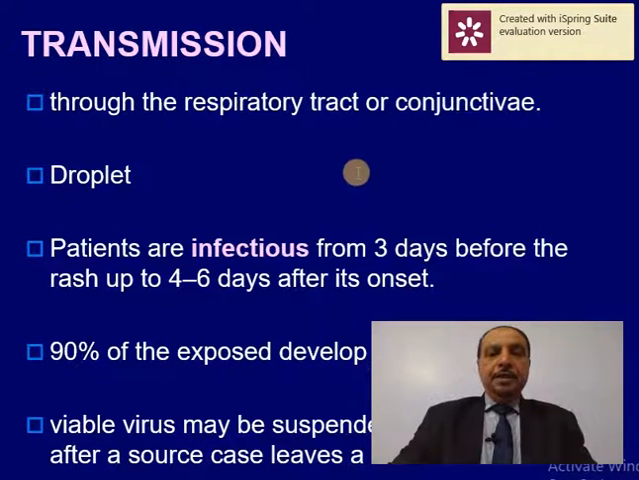The transmission of measles is through the respiratory tract or conjunctiva, mainly droplet infection. It is very important to know that the patient is infectious from 3 days before the appearance of rash up to 4 to 6 days after its onset. This is the time of isolation. That's why when some medical students got measles, we asked them to stay at home and be isolated for 6 days after the appearance of rash.